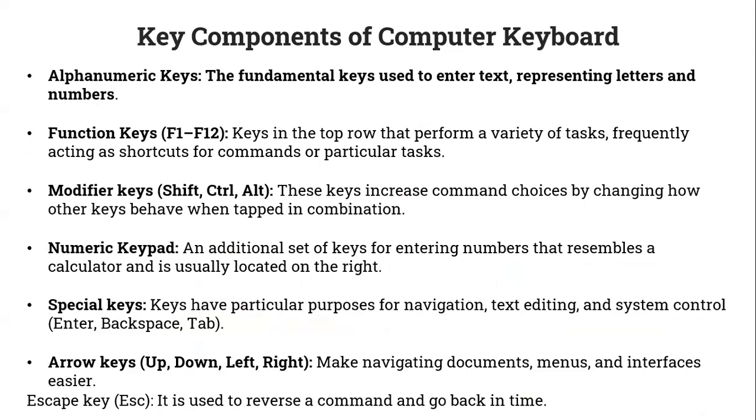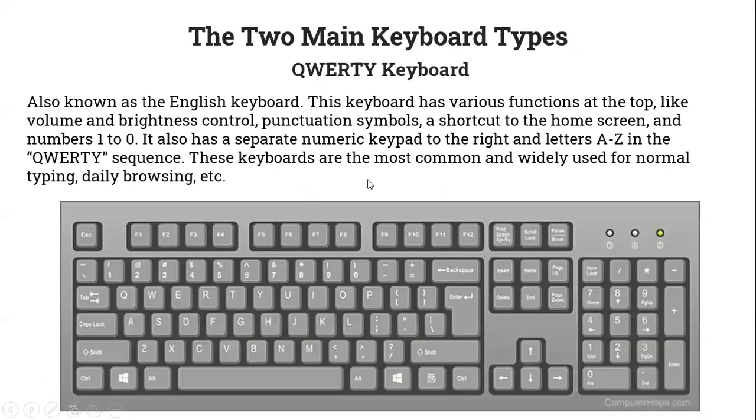We have the function keys, that is F1 to F12. Keys in the top row that perform a variety of tasks, frequently acting as shortcuts for commands or particular tasks. These are the function keys at the top row. We all have function keys. Just look at your keyboard right now, you're going to see function keys. They have special functions, that's why they are called function keys. And each of them varies depending on the brand of computer you're using.